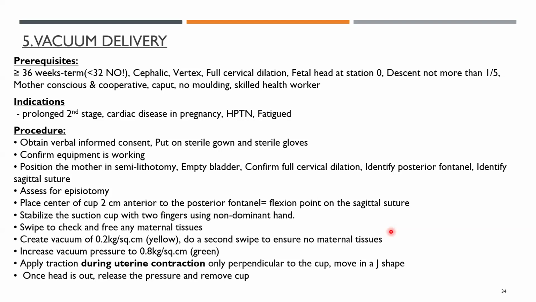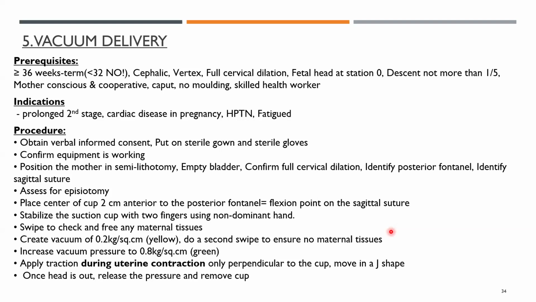Confirm that there's full cervical dilatation. So do a VE. Identify the posterior fontanelle and identify the sagittal sutures. Why? Because that will give you the guide on where you're going to place the suction. Assess for an episiotomy. If you feel like there's need and maybe an episiotomy will make it easier, go for it. Now, where do you place this cup?